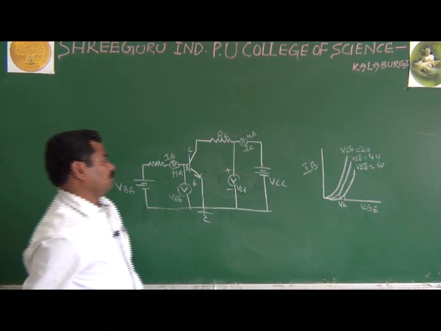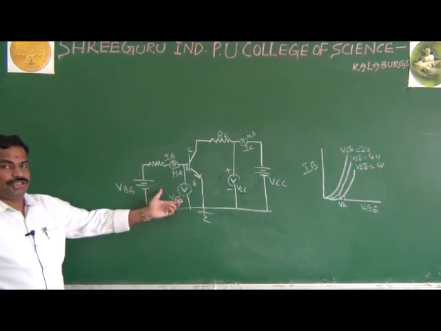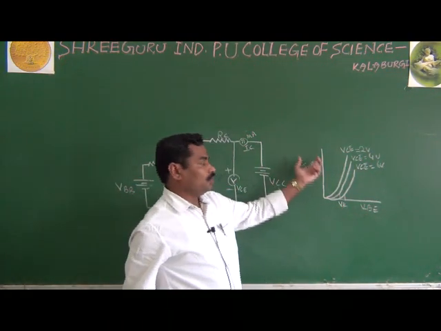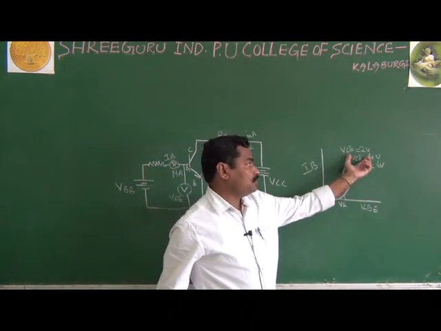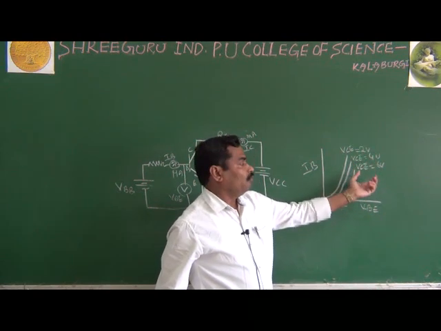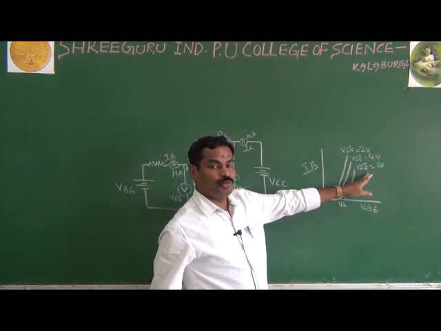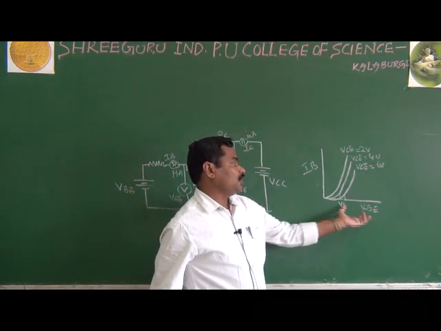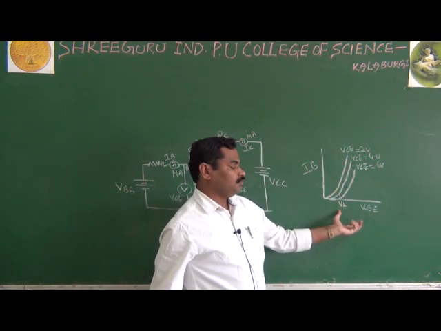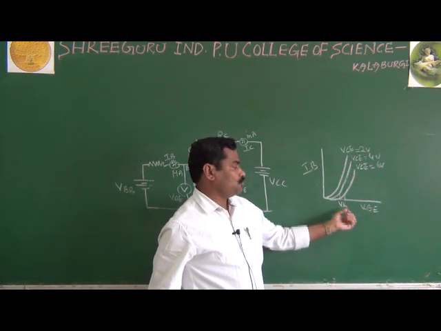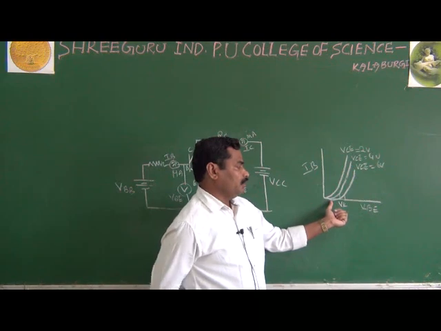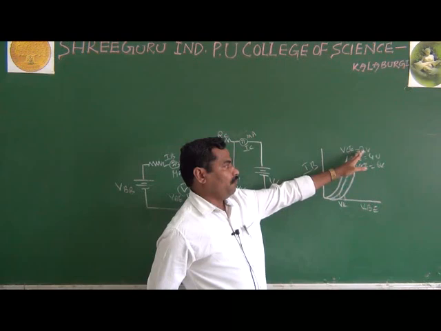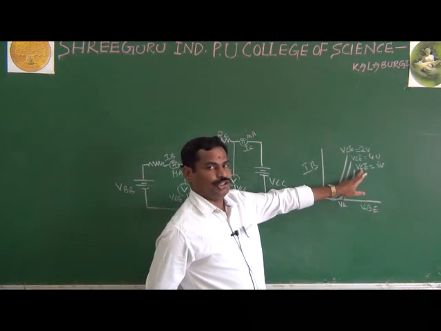It means in the input characteristics, what are we varying? We are varying the input voltage, noting the corresponding input current, while fixing the output voltage constant. For different values of output voltage, note the corresponding input voltage as well as input current. This is the input characteristics. Slowly you are varying the input voltage and noting the corresponding input current, while keeping the output voltage constant.